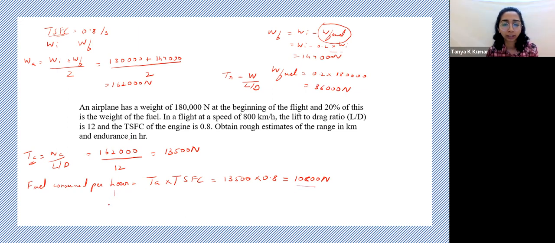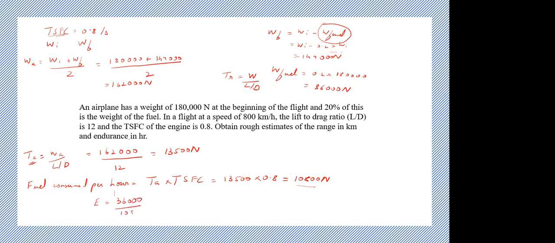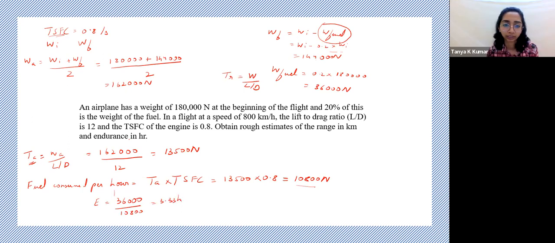So it takes 1 hour to consume this much amount of fuel. So how much time will it take to consume 36,000? That is your endurance. Rough estimate, 3.33 hours, I think. Exactly. So it will be 3.33 hours. So that is your endurance in hours.